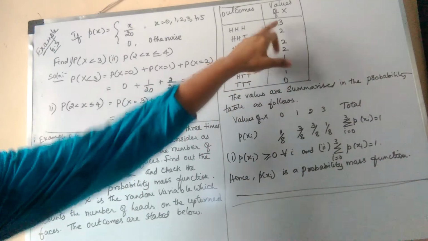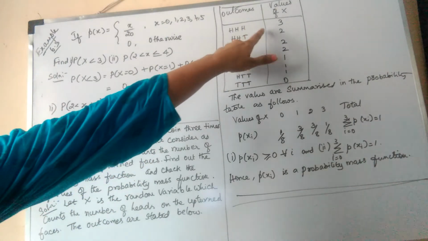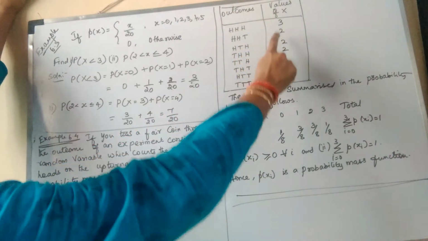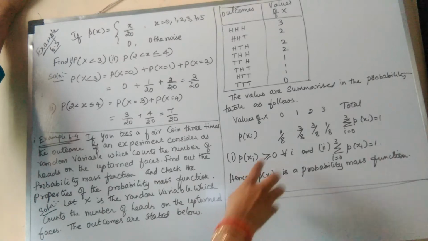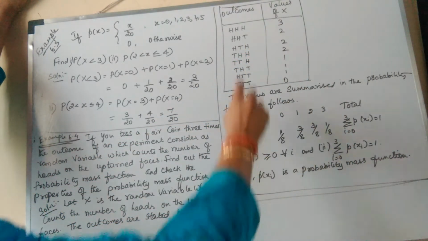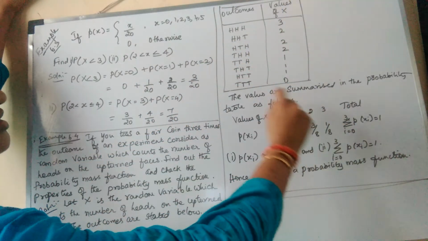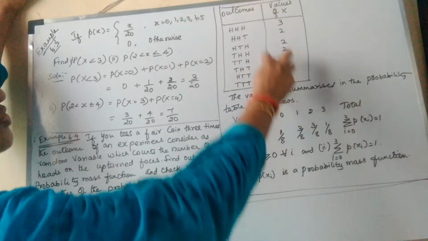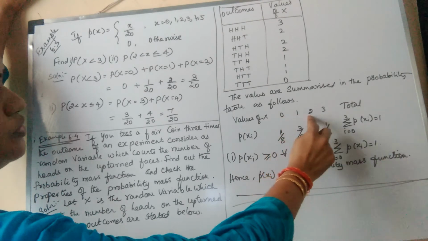For the variable x, what is the probability of x here? The total of this sample space is 8, isn't it? So getting 3 heads occurs once, is it not? 1 by 8. Now let us look at the values of x. Here the values of x are 0, 1, 2 and 3. Is it not? So for values of x you write 0, 1, 2, 3.